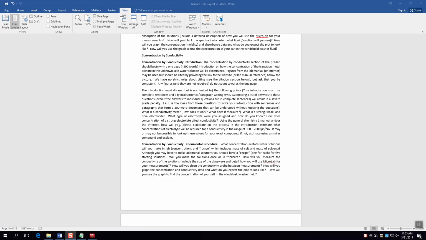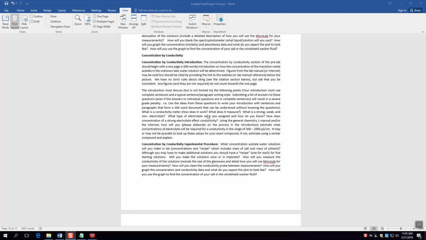It's important to note that, as it says in this paragraph, submitting a list of answers to these questions, even if you put them in the form of sentences, is not sufficient. You will need to write more than that and make it an actual coherent paragraph that can be read without knowing exactly what these questions are that were asked.